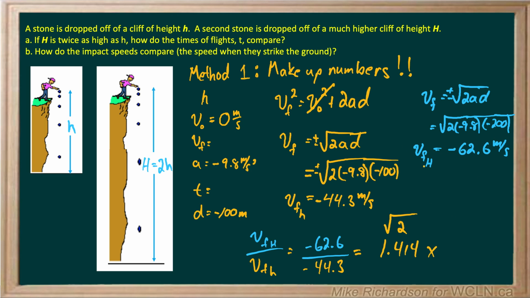So in other words, my final velocity when falling the entire distance H is 1.414 times the final velocity when only falling lowercase h. So again, not the most elegant way to do it, but you can certainly kind of muscle your way through it. Now in the next video, I'm going to show you guys how to do this algebraically, which is much cleaner.